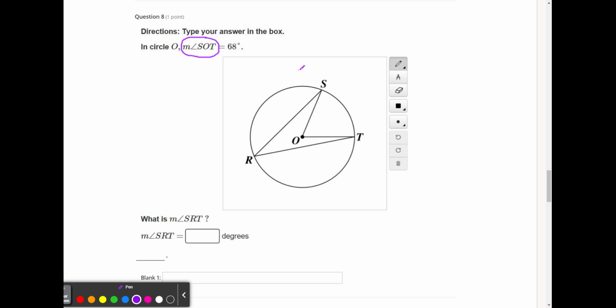SOT, that's an angle. So SOT, this angle is 68. So what do I know about this purple arc? It's also 68. The central angles and the arc that they shine a light on are going to be equal. What if I want to go all the way down into SRT? What do I do when I go from the arc to the angle? From the big to the small, I got to divide by 2. Absolutely. So 68 is going to turn into 34.